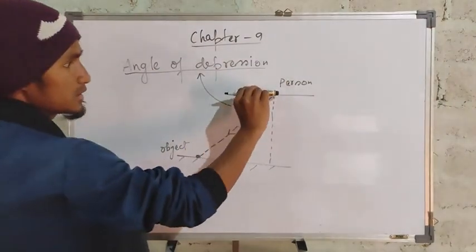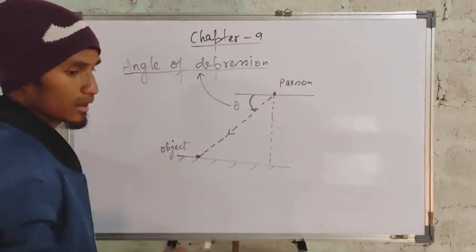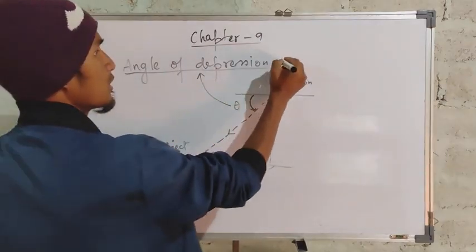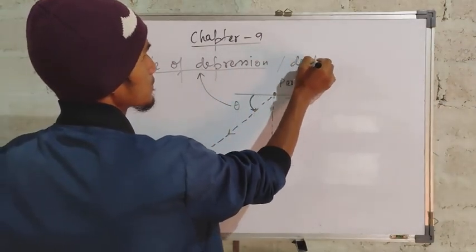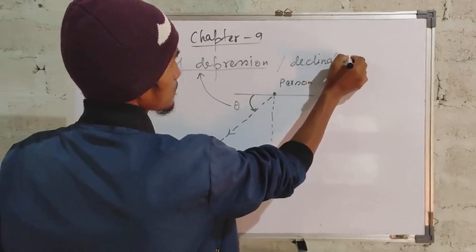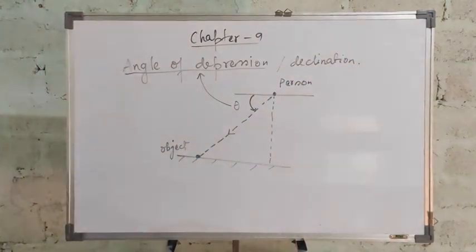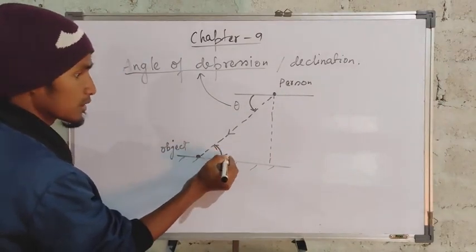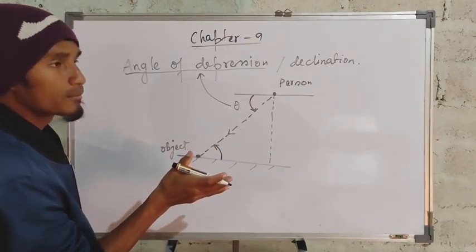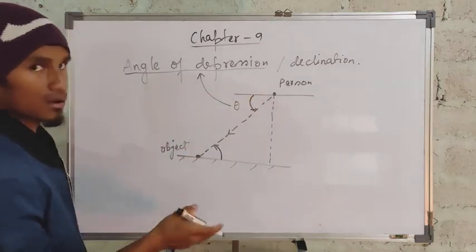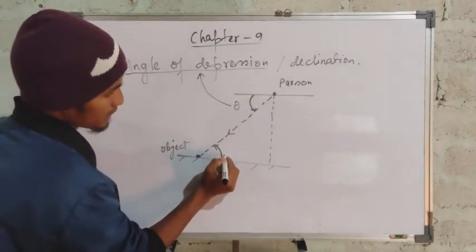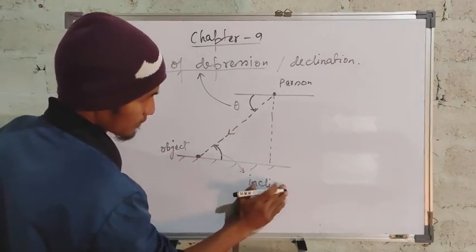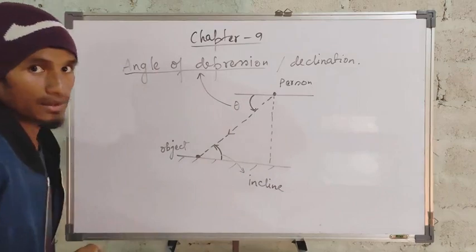Any angle which is looking downward, watching down, will be called the angle of depression or angle of declination. Now if a person is standing here and looks like this, it will be called the angle of inclination, and this will be called the angle of declination. This will be the inclination and this will be the declination.